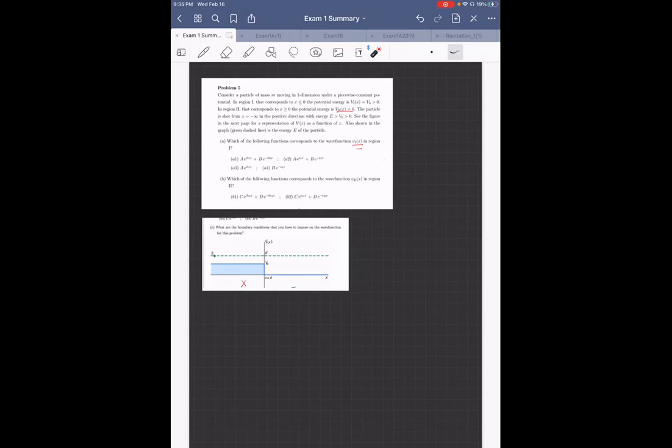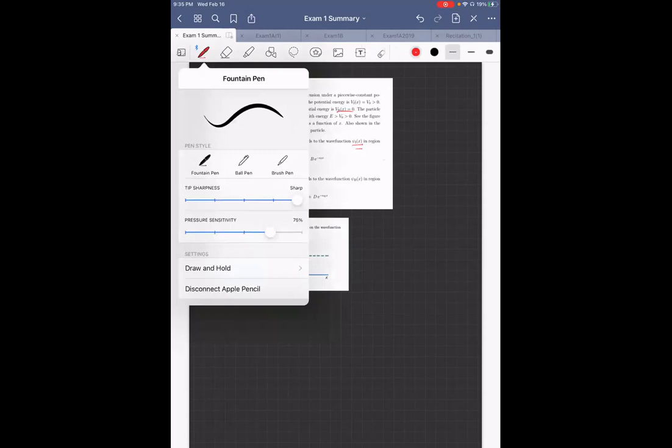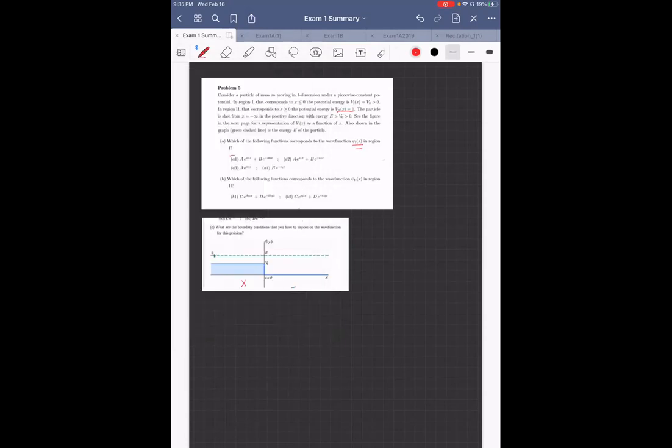Okay, so it's between A1 and A2, so it would be A1. Because if you had both these terms here, this would diverge as you go to negative infinity. So you would have to have the I terms here. So in this case, it will be A1 for the first part.